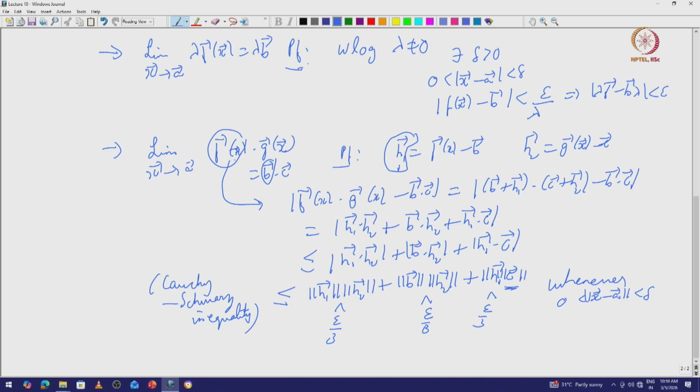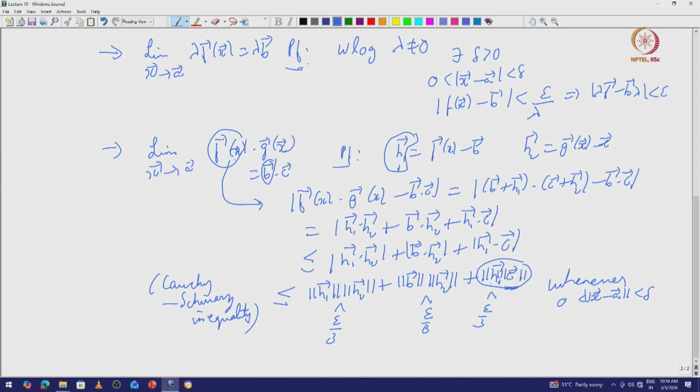Again, we assume without loss of generality that norm of c is non-zero. If it is 0, this will become 0 anyway, right? So if it's non-zero, you can simply choose a delta to be so small so that this error is less than epsilon divided by 3 norm of c.